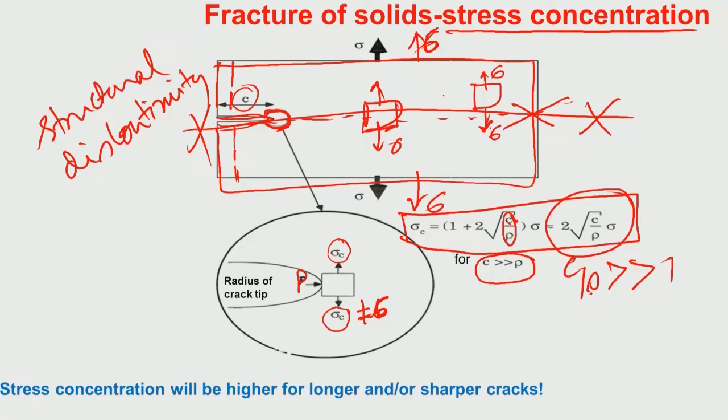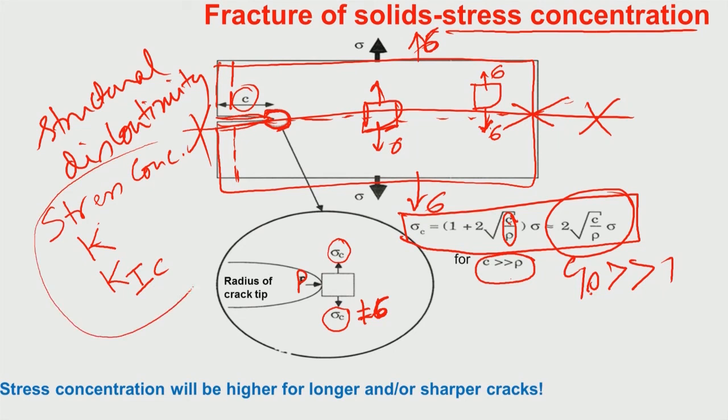So, there are three things that are important to remember. One is the stress concentration. The second one is the K factor, that is the stress intensity factor. The third one is K1C, that is the critical stress intensity factor under mode 1 loading. This is more than enough to understand the very primary concepts required to know about the fracture of brittle solids like bone and ceramic-based materials.